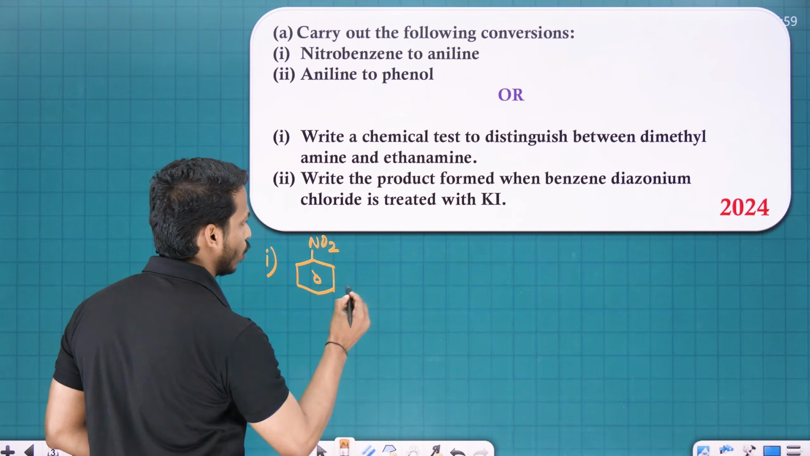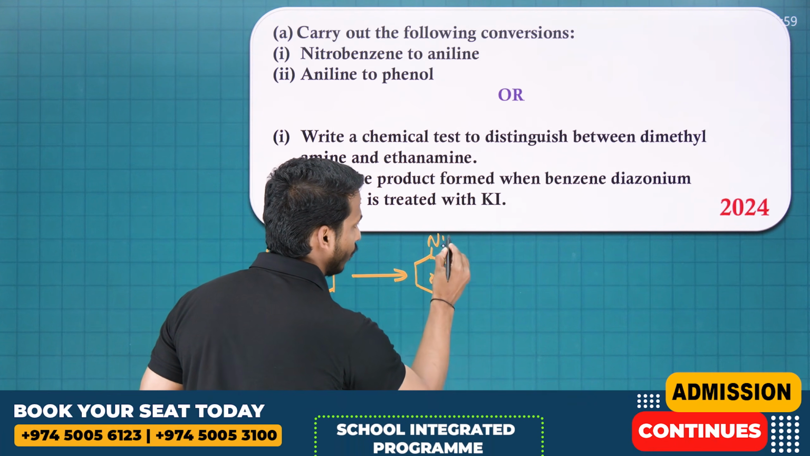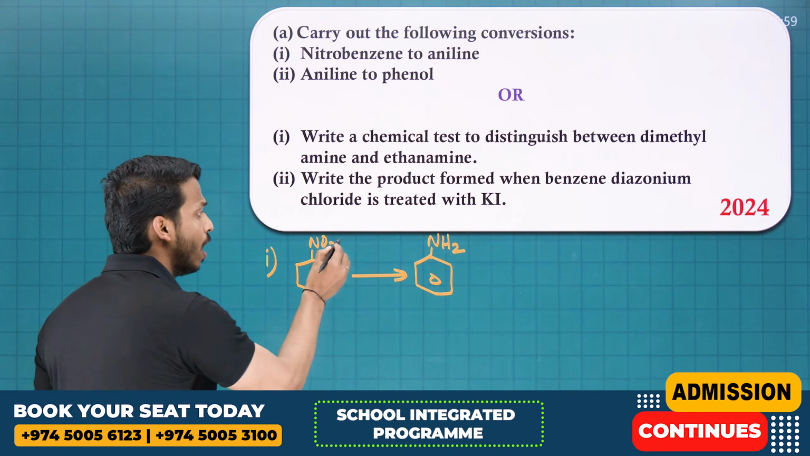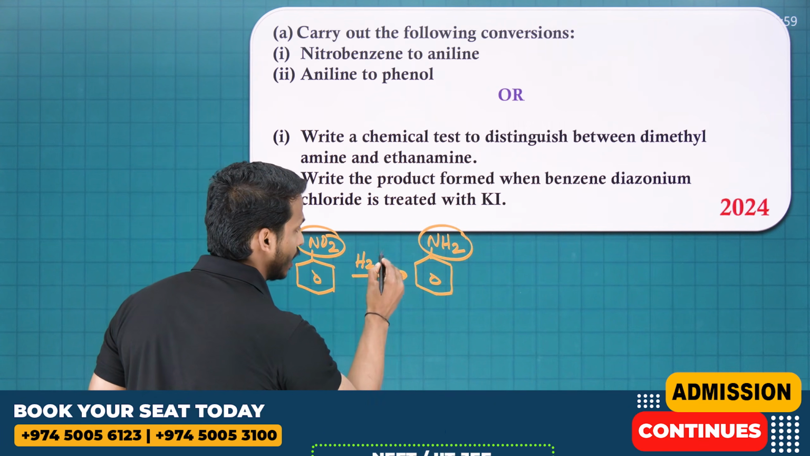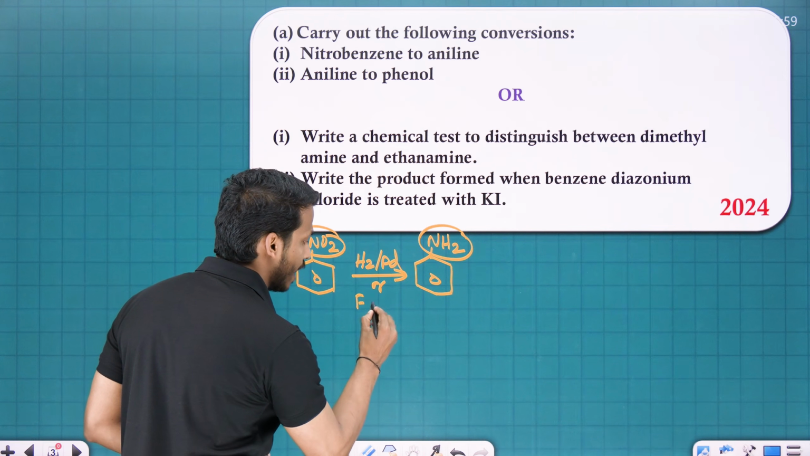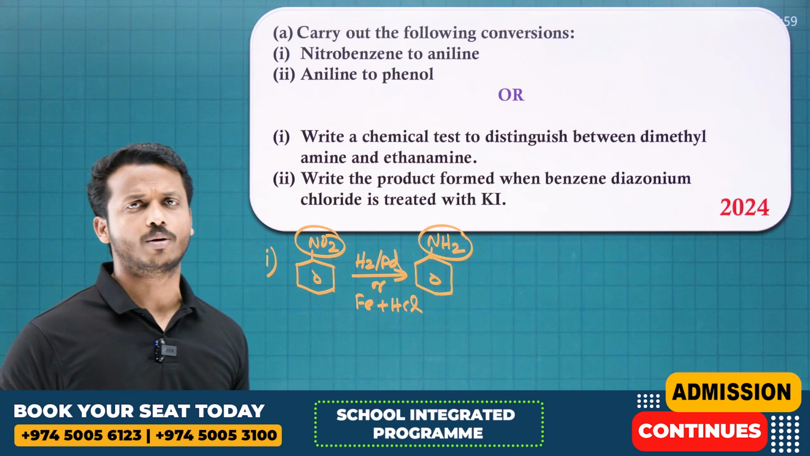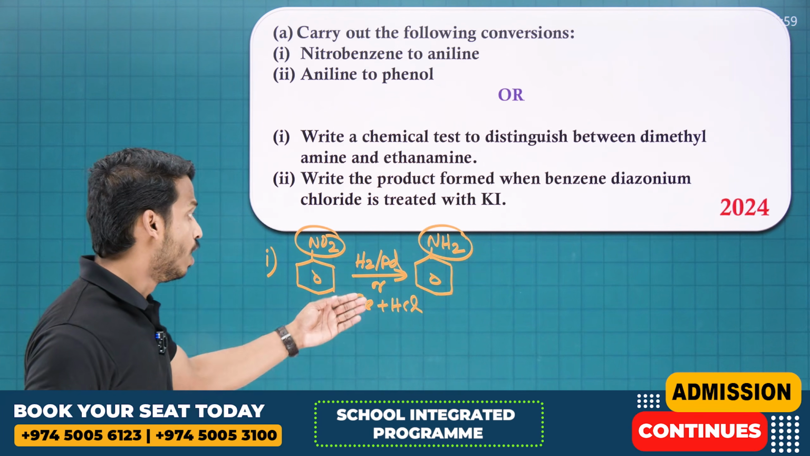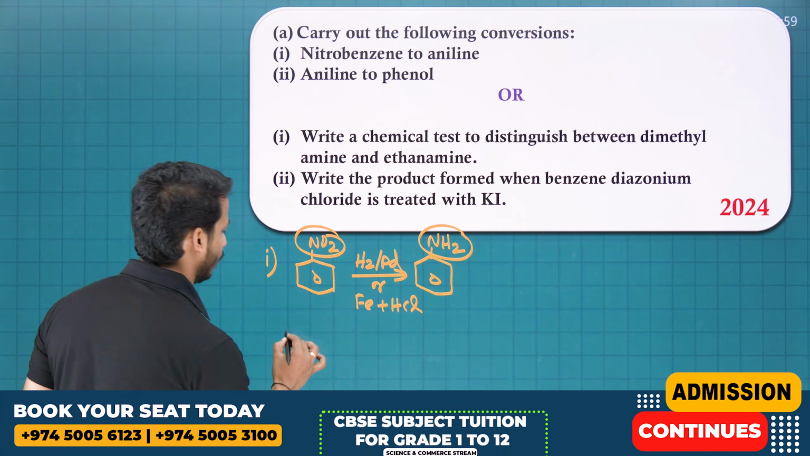We know this is nitrobenzene. How can we convert it to aniline? We have different reagents, right? The nitro group can be converted into aniline using different reagents. We can use hydrogen with palladium in ethanol medium, or we can use iron and HCl, or tin with HCl. Any one of them can be used. And Fe and HCl is the best reagent, you know that. So this is the conversion.